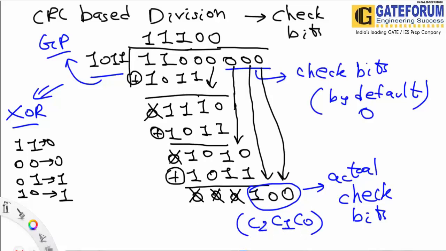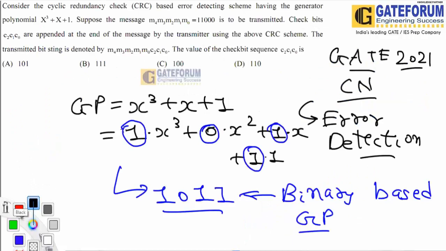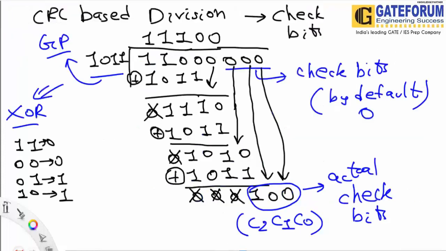So the answer would be specifically 100. That would be your check bits. I'm just reiterating once again, for this type of question, first of all, you should know how to convert a generator polynomial into a specific binary format. That's the first and foremost thing you need to take into consideration. The second important part is we need to know how this division happens.